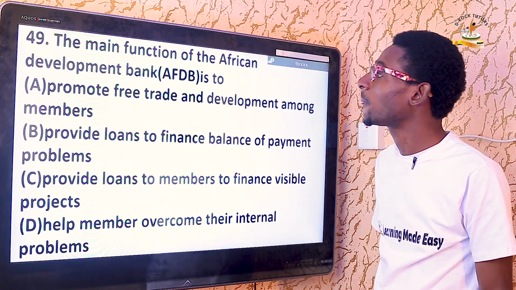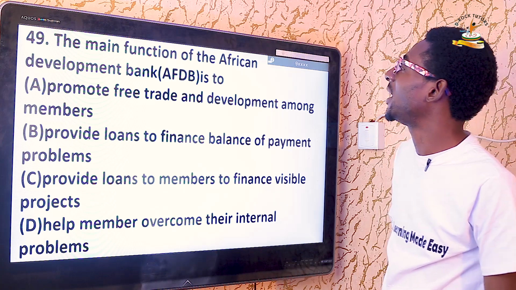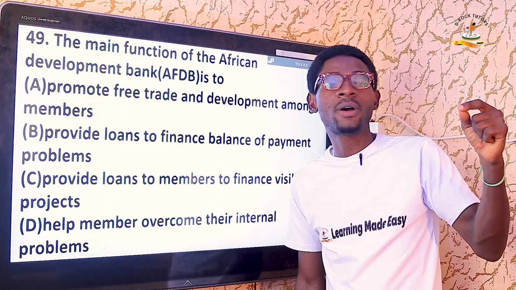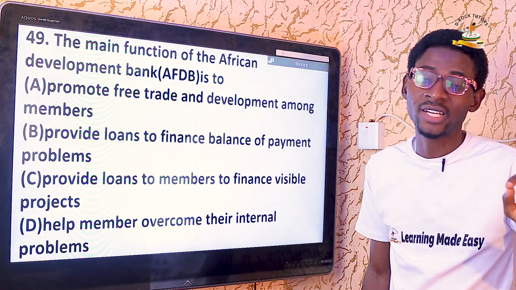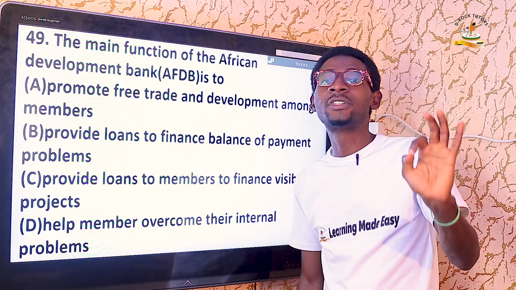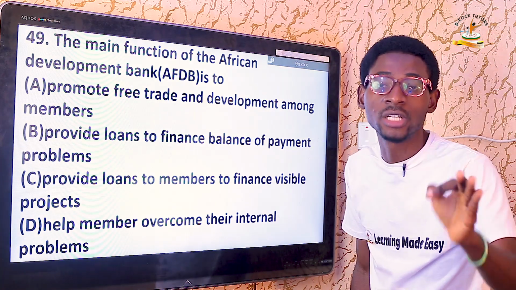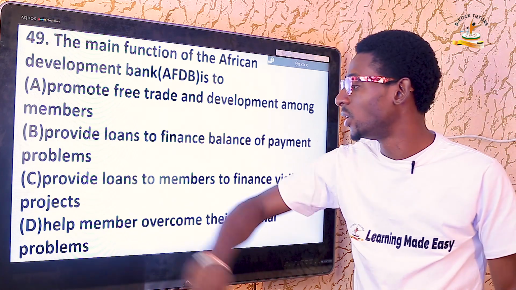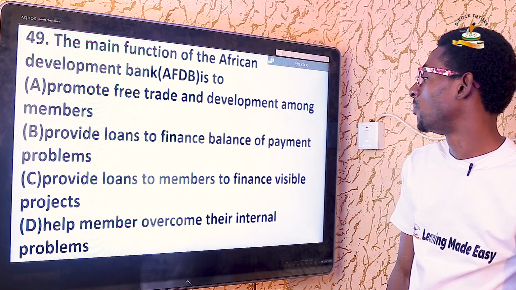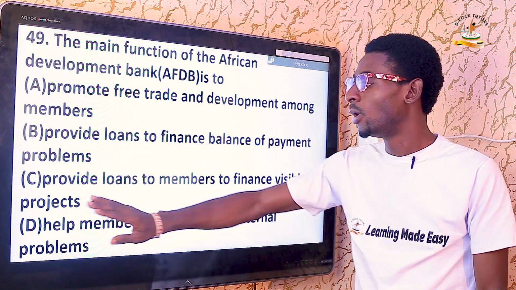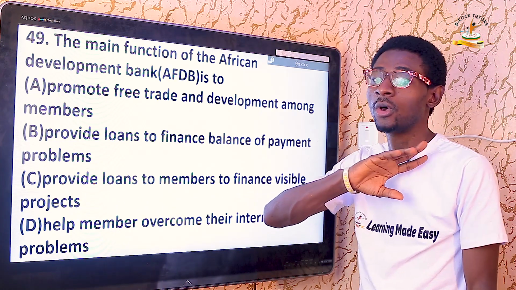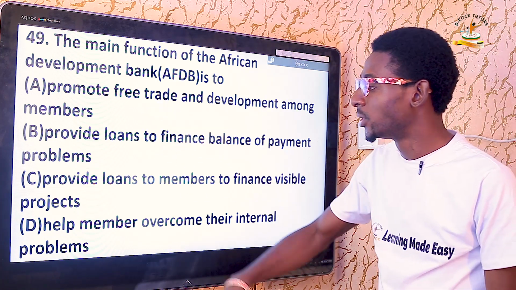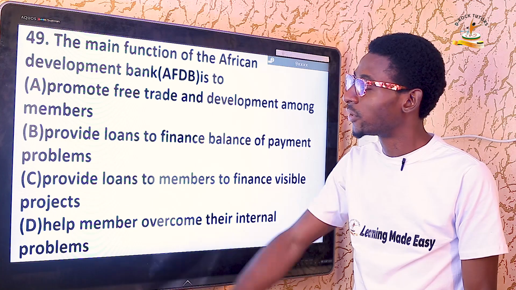49. The main function of the African Development Bank is to, now I've explained this when I was talking about the difference between commercial bank and development bank. I said development bank is basically concerned with financing capital projects, physical capital. So the answer there is option C. Provide loans to members to finance feasible projects. I explained that when I was talking about commercial bank and development bank in one of the questions before this. That's option C.